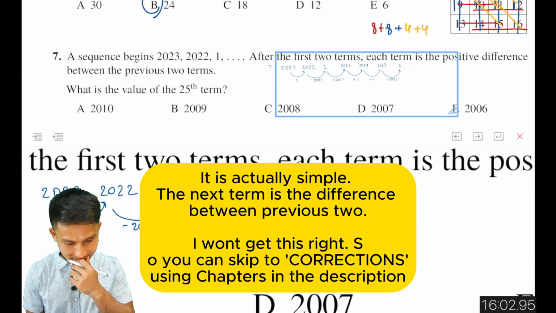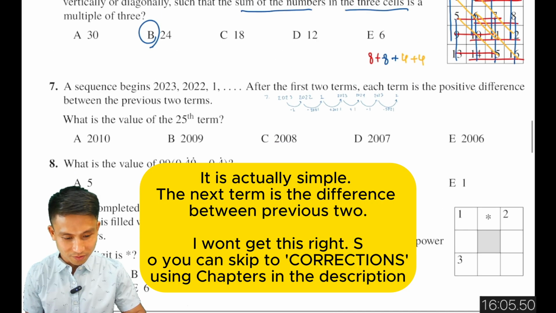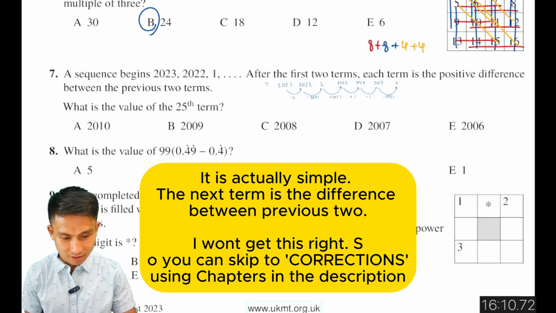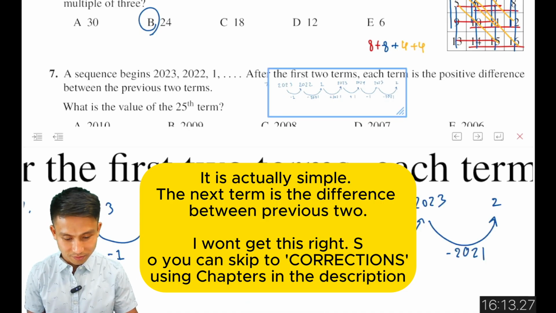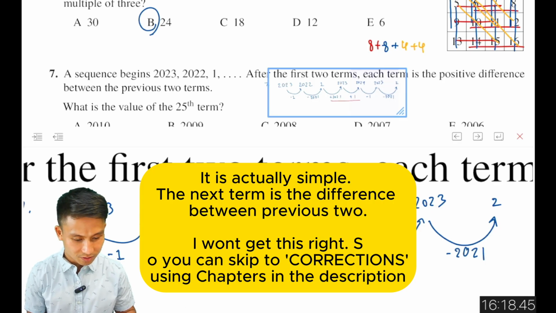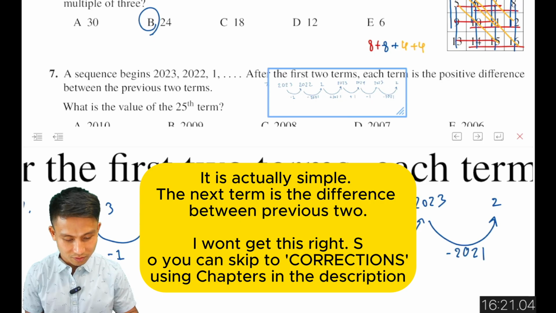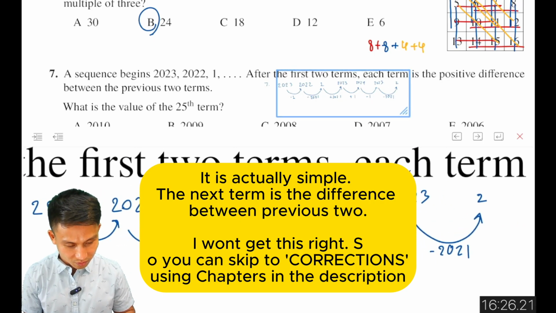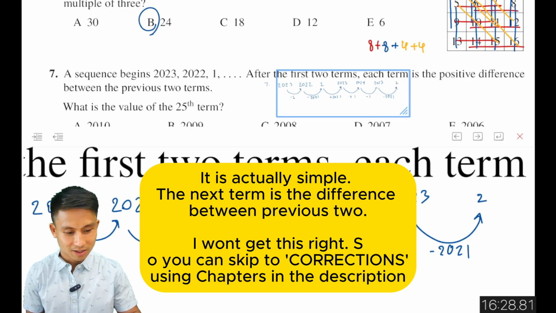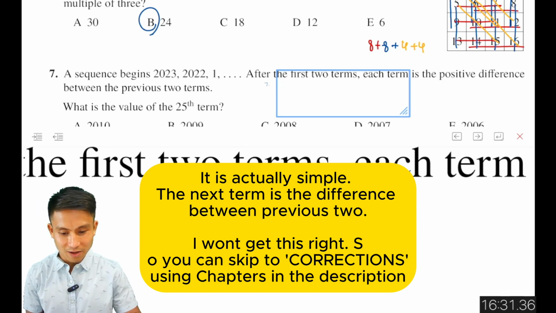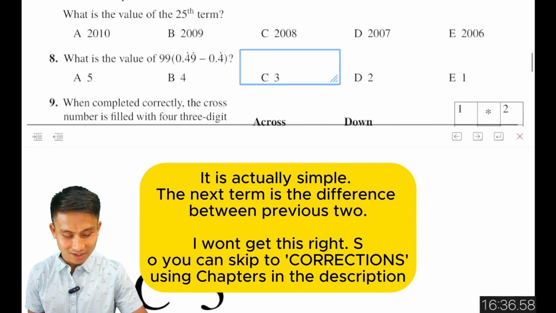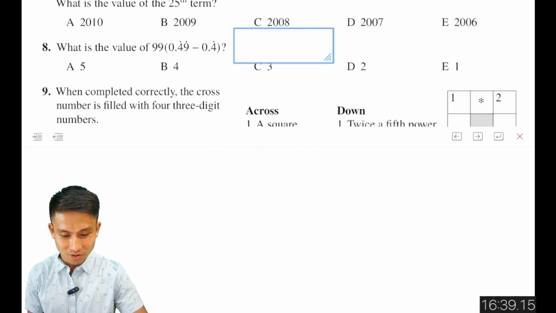Does that work? Do we have a positive difference after the first two terms? After the previous two, the positive difference, no, that's not working. Okay, I have no idea about this. I'm going to skip this one, honestly. Okay, number 8.